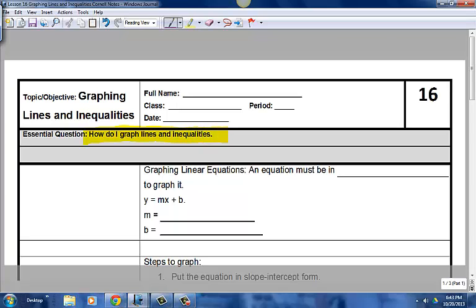So we're graphing linear equations. The equation must be in slope-intercept form. It must be in slope-intercept form to graph it. That is y equals mx plus b. That's your equation, where m is your slope and b is the y-intercept.